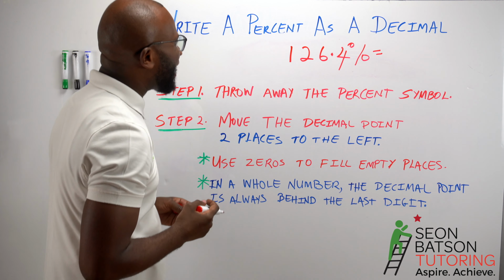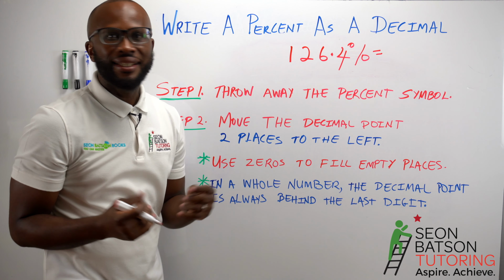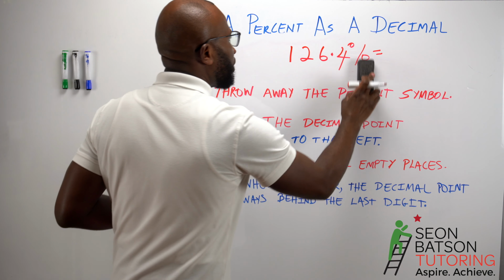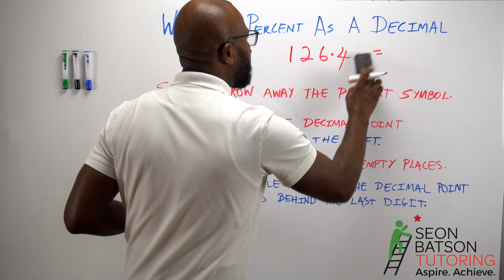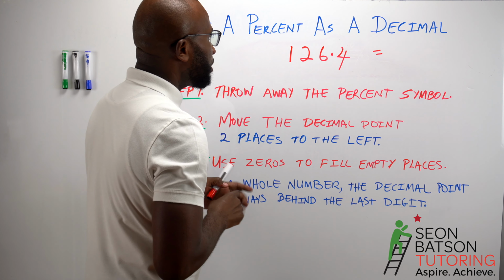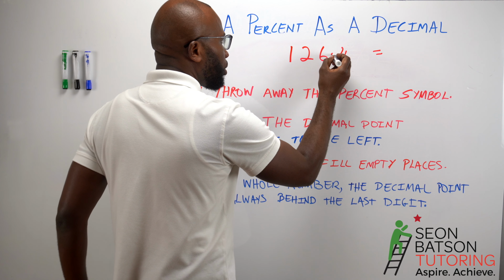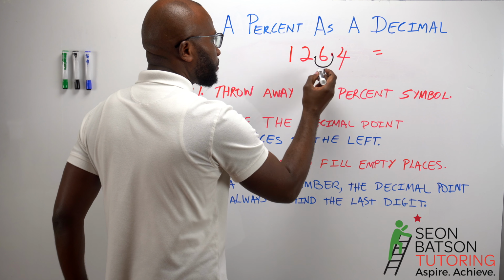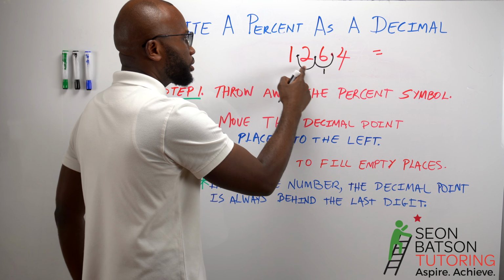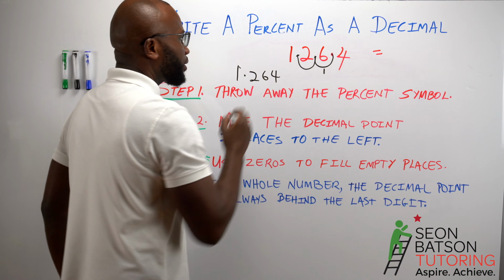Welcome back. Now, I know that we all got the same answer, but I still have to work it. Yes? So, let's go. What is step 1? Step 1, we will throw away the percent symbol. We don't need a percent symbol anymore. Bye-bye. And then step 2, we are going to move our decimal point 2 places to the left. Remember, when you move the point, you go 1 place at a time. 1 time, 2 times. So the point is now between the 1 and the 2. So we go 1.264.